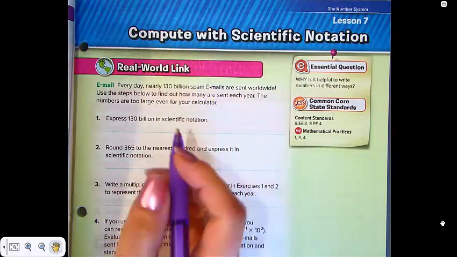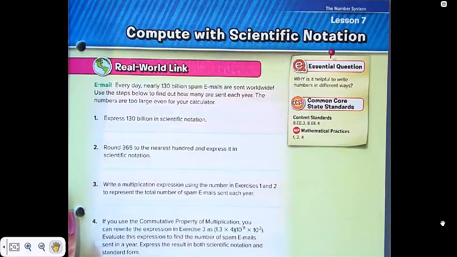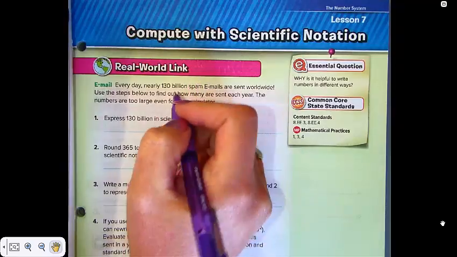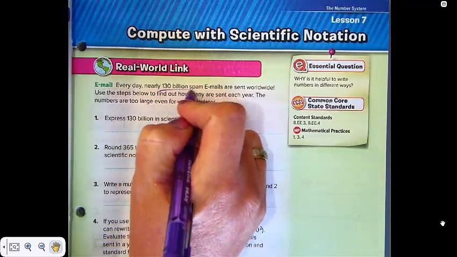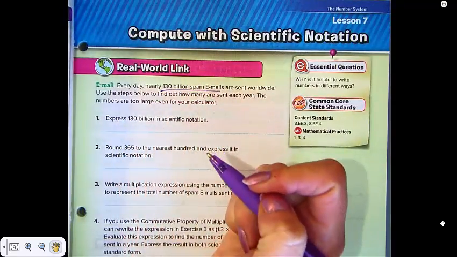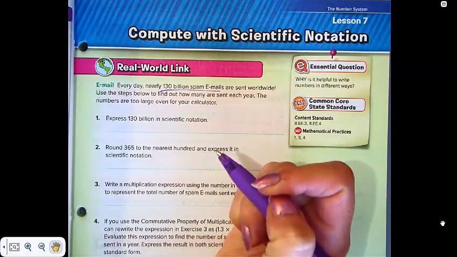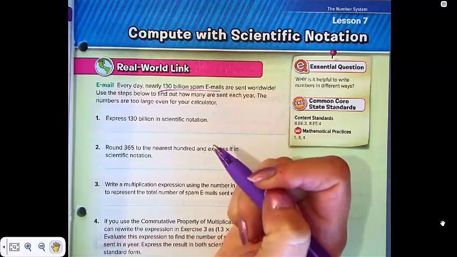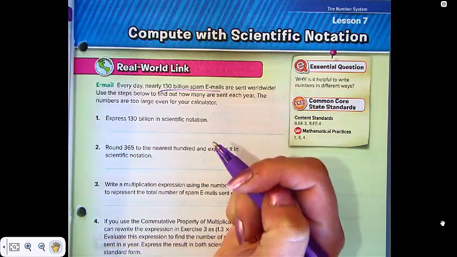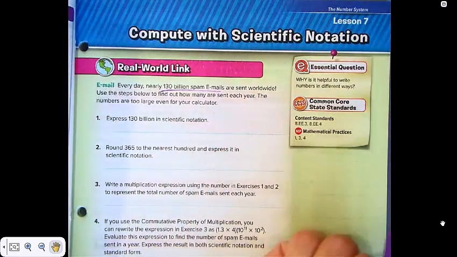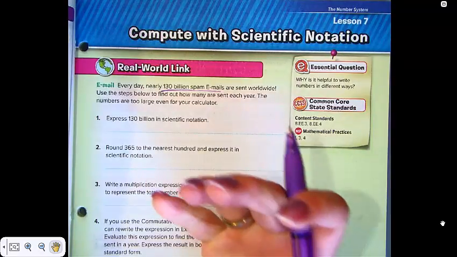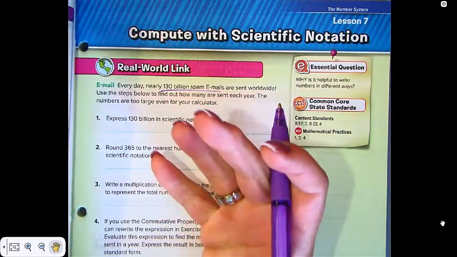So let's look at this first one. It says express 130 billion in scientific notation. 130 billion is the amount of spam emails that are sent every single day. 130 billion spam emails are sent every day, and that number is just too big to enter in your calculator. So you have to know another way to write that so that it will fit in your calculator.